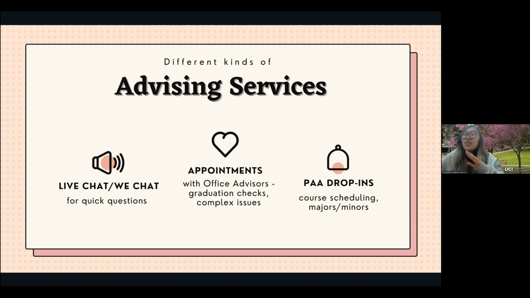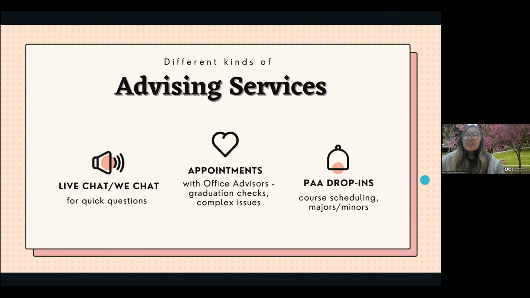And then lastly, we have our peer academic advisor drop-ins, and these are on Zoom. And they're for questions that are not necessarily quick, but also not super complex. So these mainly encompass class recommendations, if you want to add a double major or a minor, or just any other kind of questions that you want to ask a peer advisor about.